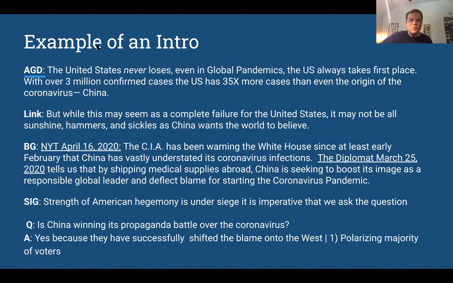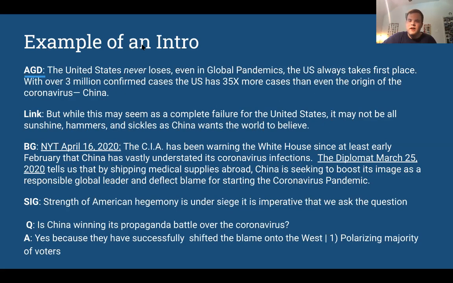This is an example of what an intro could look like. I wrote this a month ago. Okay, so here's the AGD we talked about. This is an anecdote, kind of, or a joke, all rolled into one. So I'm going to start with: the United States never loses, even in global. And this is satire, because it's undefeated in world wars, etc. The U.S. always takes first place. With over 3 million confirmed cases, the United States has 35 times more cases than even the origin of the coronavirus, China. And then your link.